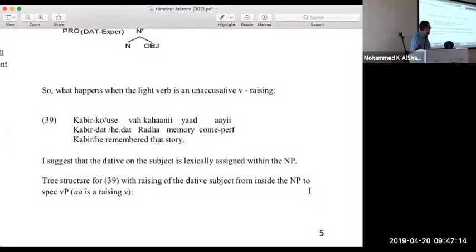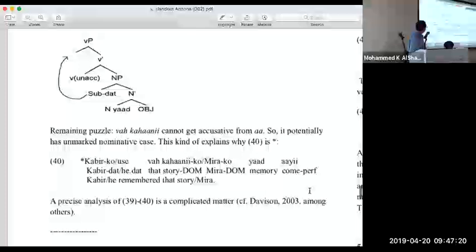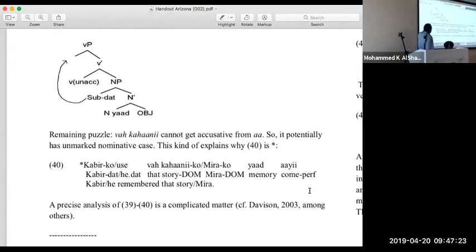So the tree for that is the tree that follows 39, this little tree here. And what I'm suggesting here is that, given that this is an experiencer noun, the subject gets a lexical dative in this case, which is a property that Hindi has. Experiencers assign lexical dative case to their subject, and that's what you see. And then under raising, that lexical case is preserved, and nothing else needs to be said. The only thing that needs to be stipulated here is that memory takes a dative subject.